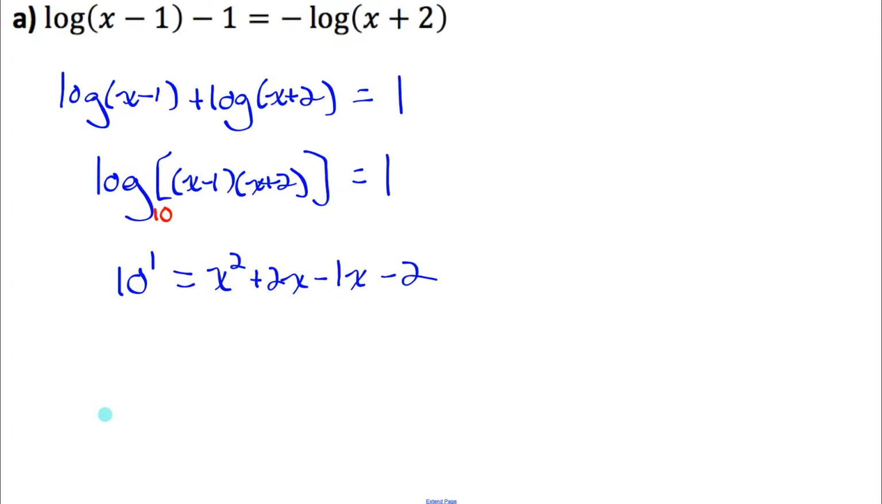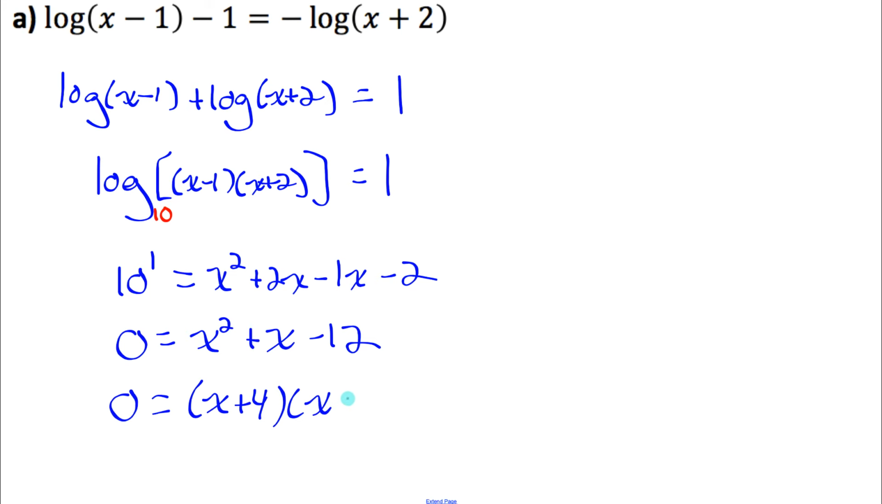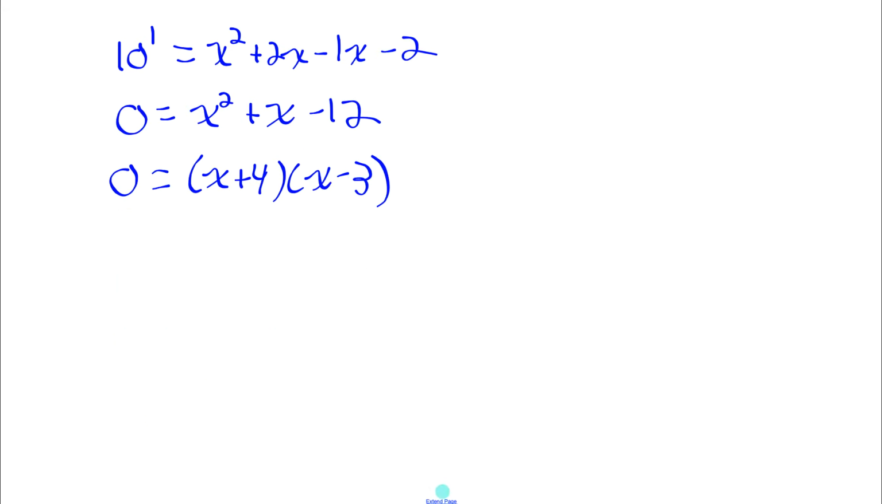And now this is just a quadratic to solve. So I'll move everything to the right. 0 equals x squared plus x, and that -2 take away 10 is -12. Oh good, this quadratic is factorable. The numbers that multiply to -12 and add to 1 are 4 and negative 3. So my answers are negative 4 and 3.